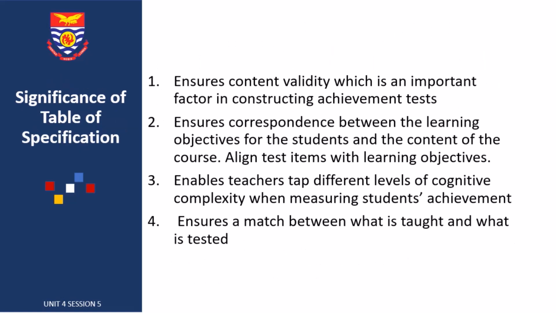So let's look at the significance of table of specification, the importance of that. Look at a few of them. It ensures content validity, which is an important factor in constructing an achievement test. As we know, when we talk about the validity of a test, it ensures correspondence between the learning objectives for the student and the content of the course. It aligns test items with learning objectives. So here you can capture all the learning objectives. Whatever the students will learn, when you plan, you can see that it will capture everything and it links for the student.